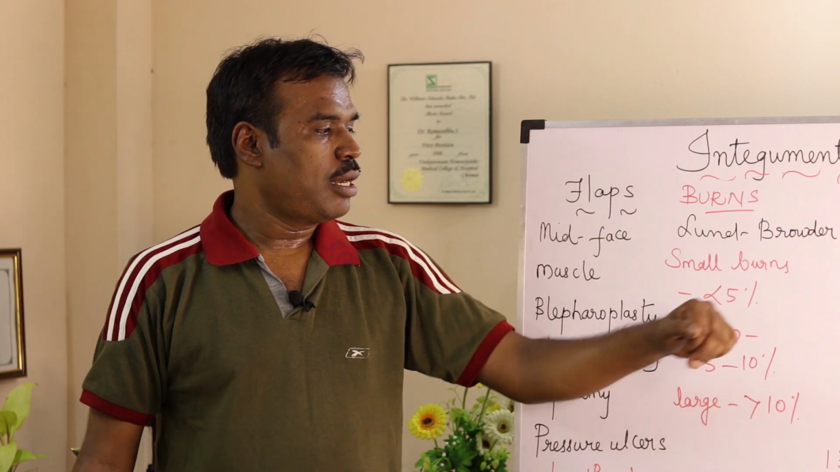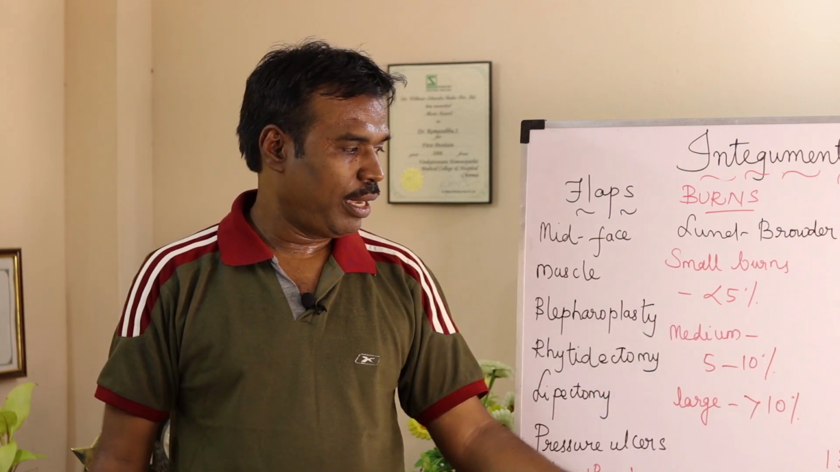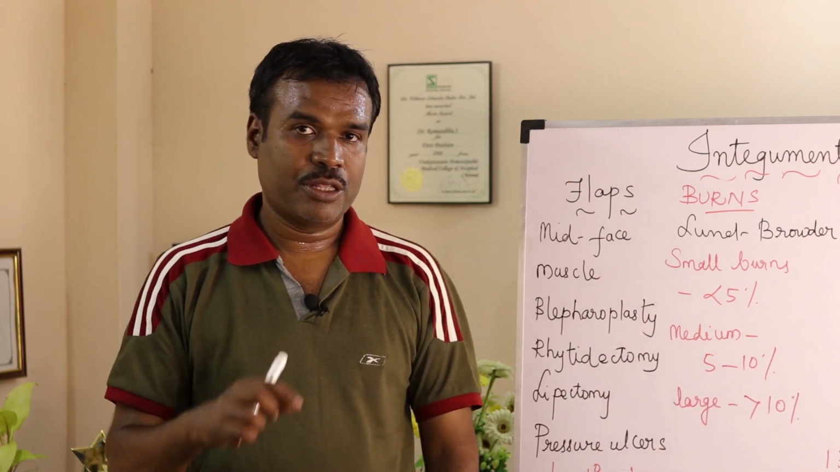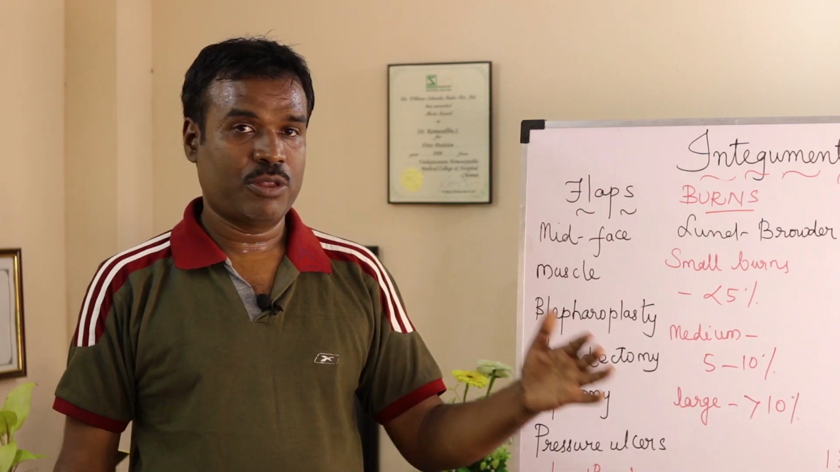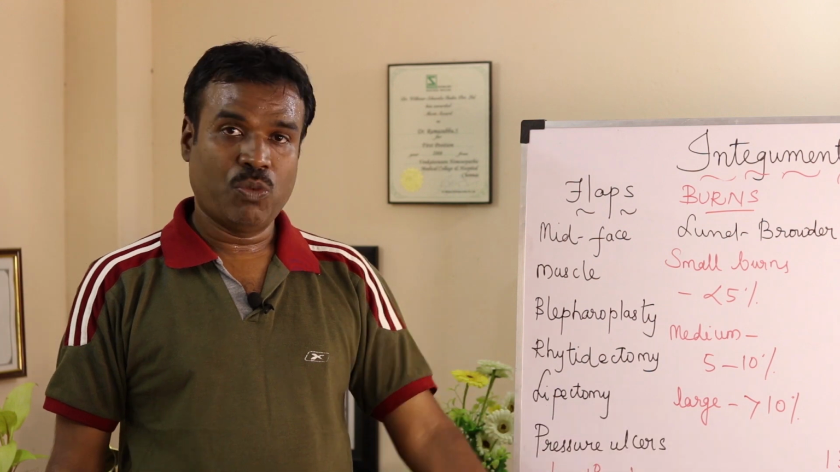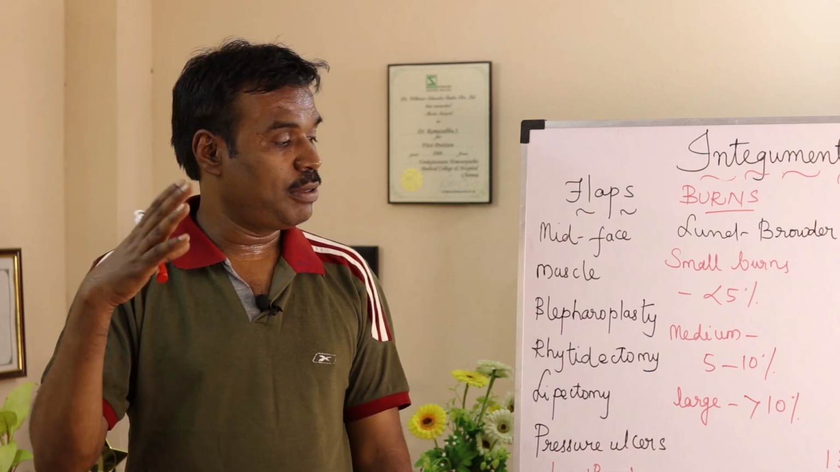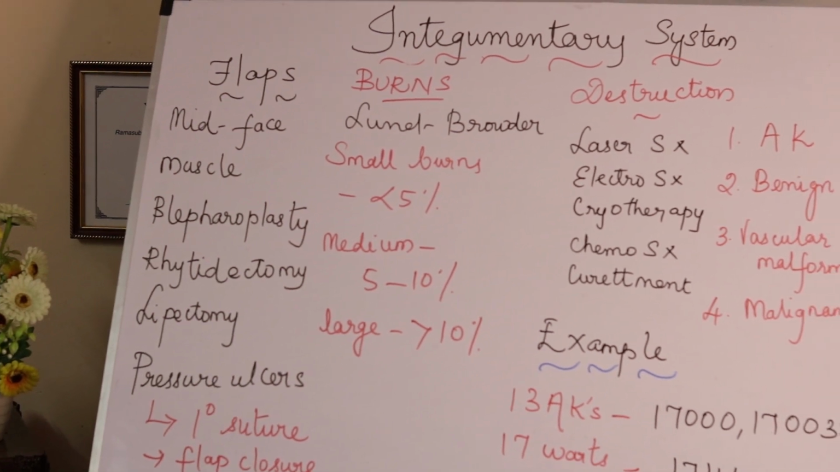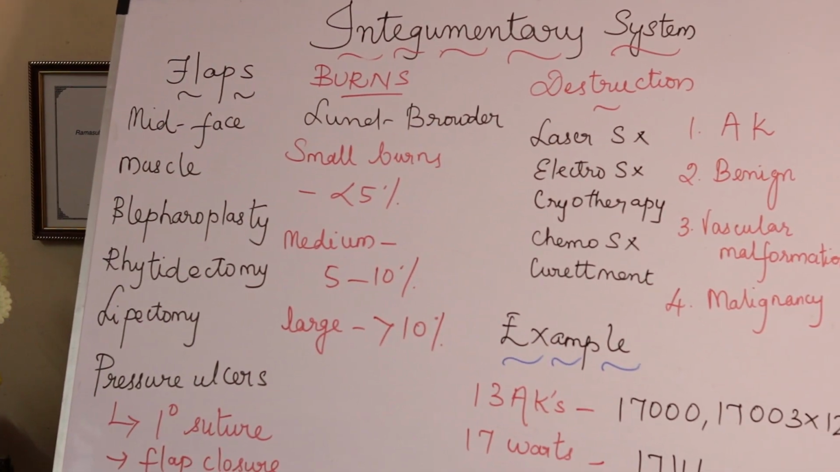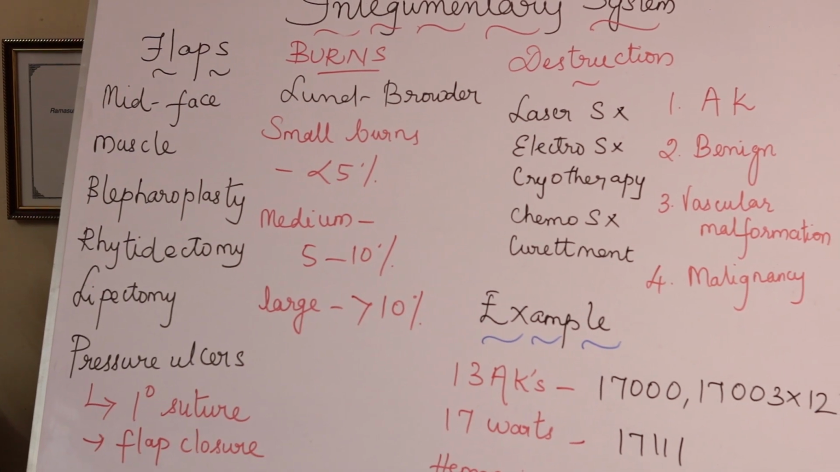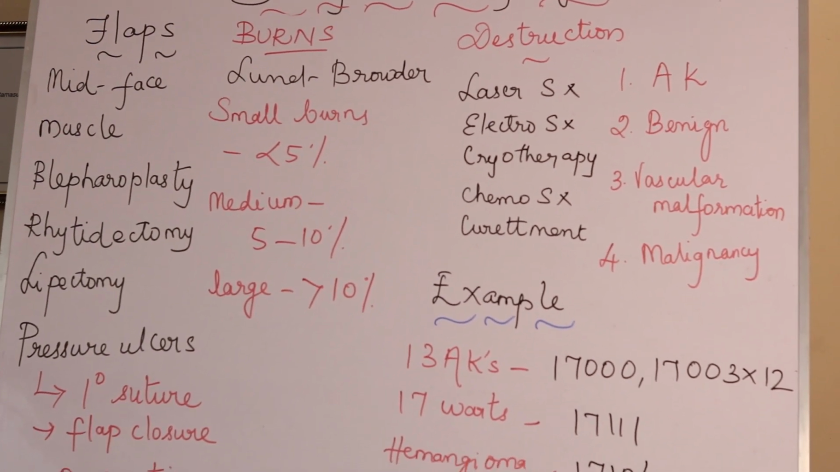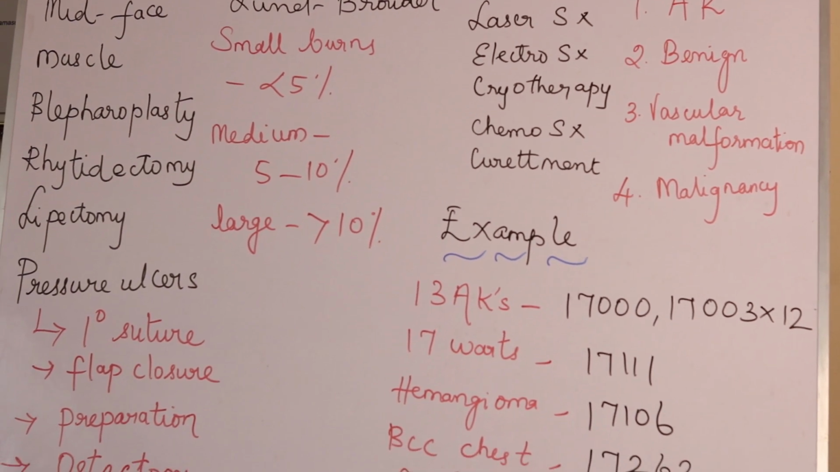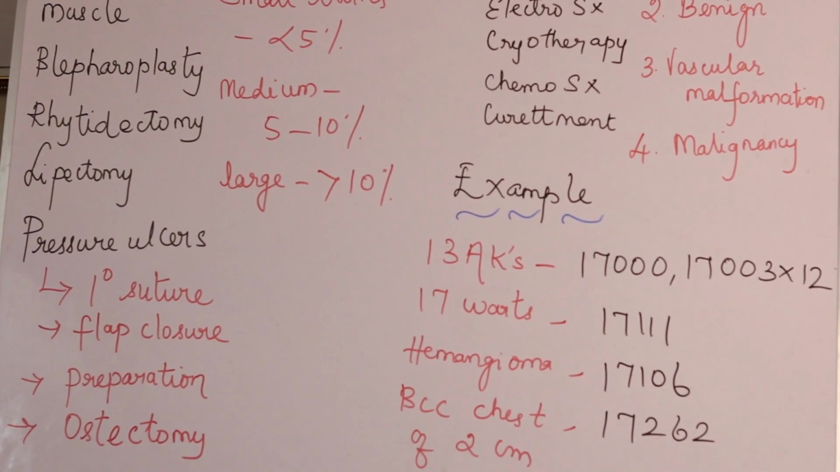Fine? Okay. Now I am going to give you an example where the provider is treating 13 AKs. So you will have to report 17000 and 17003 times 12. For 17 warts, you can report 17111. For hemangioma, you can report 17106. And for a BCC of the chest of 2 cm, 17262. So this is how you will get the examples where you will have to report all the codes based on the conditions, based on the diagnosis.